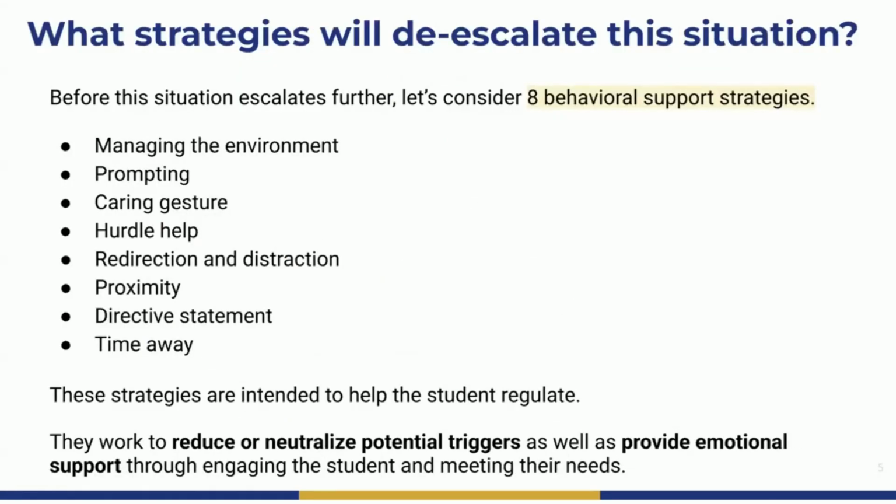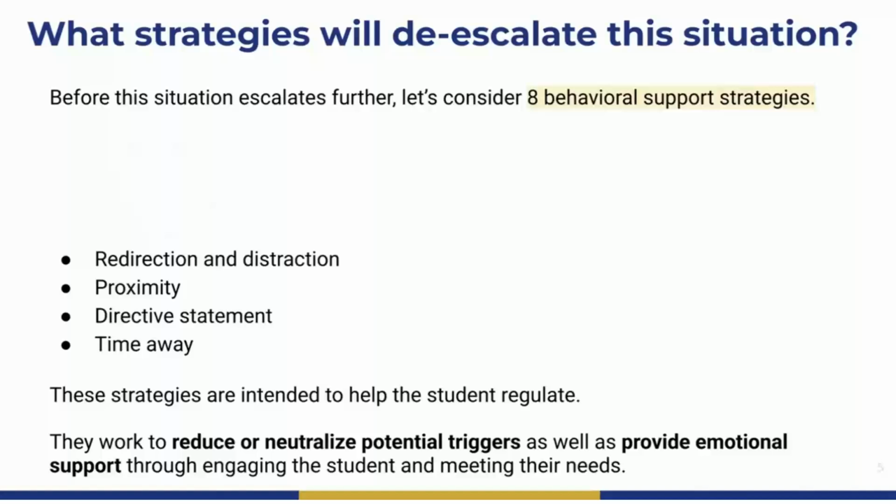Next, a reminder of our behavioral strategies and how to select the right one for you. In this series, we explore 8 total behavioral strategies that help the learner regulate and prevent behavior escalation. In the last video, we talked about the first 4. And in this video, we will cover the last 4: redirection and distraction, proximity, directive statements, and time away.